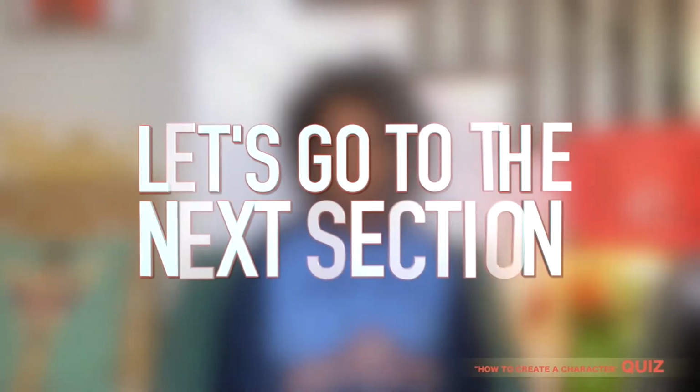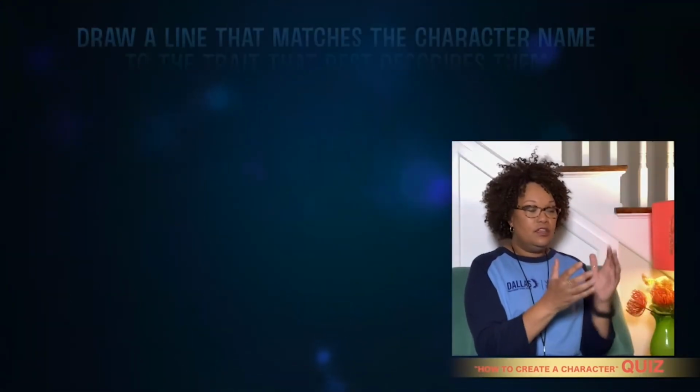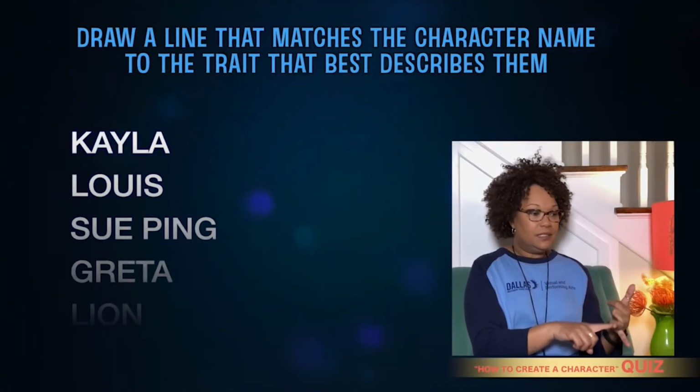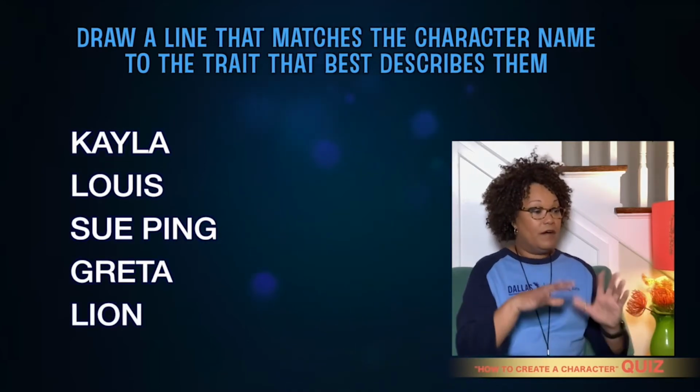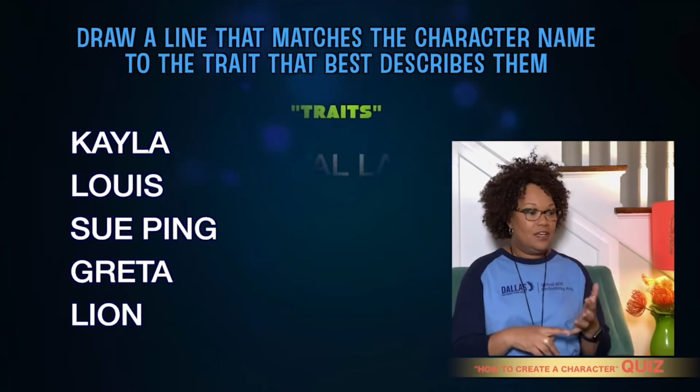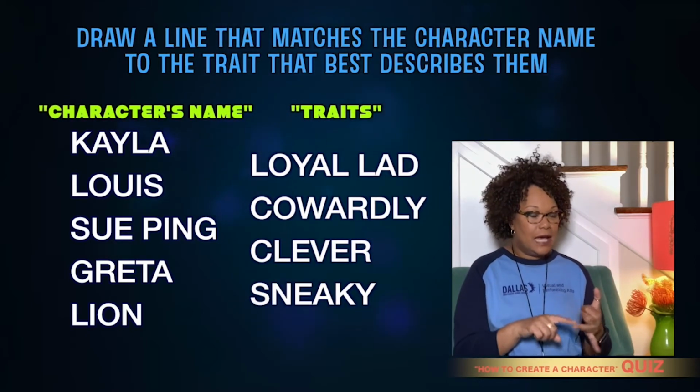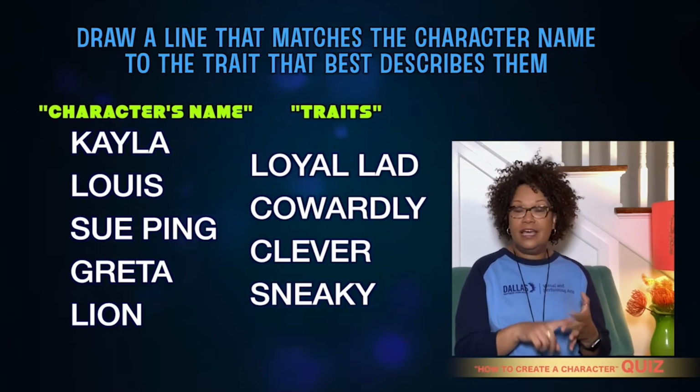Next section. Now, I have 2 columns. We have a column with the characters' names, and then over to the right, we have the traits. Now, in the next section, I want you to draw a line, and you're going to match the character's name to the trait that best describes them. So in the first column, you have Kayla, Lewis, Sue Ping, Greta, and Lion. All right, over to the right, you have the traits. You have the loyal lad, cowardly, clever, and sneaky.